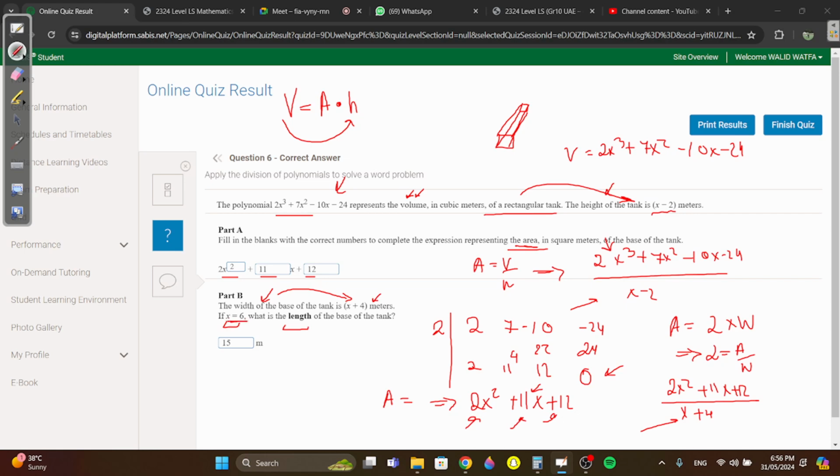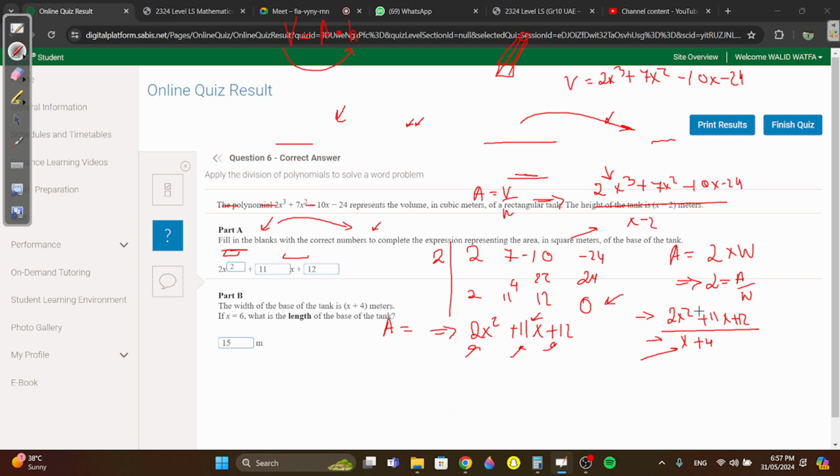You could substitute 6 here instead of having to do long division, but I want to remind you that we don't have calculators. So it would just be easier to divide, and I think what they're looking for is for you to divide it. So let's do synthetic division. Minus 4 outside, 2, 11, 12. 2 down, 2 times minus 4, minus 8, 11 minus 8, 3, 3 times minus 4, minus 12. You get 0 as your remainder. It was squared, so now it just becomes x. So 2x plus 3 is my length.